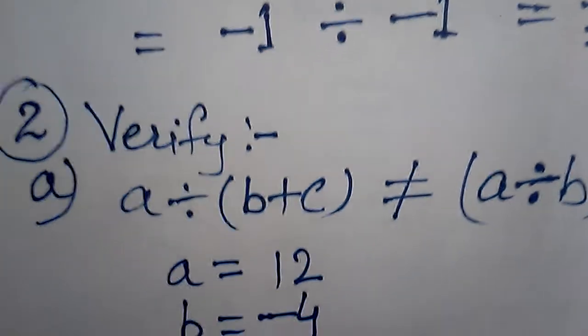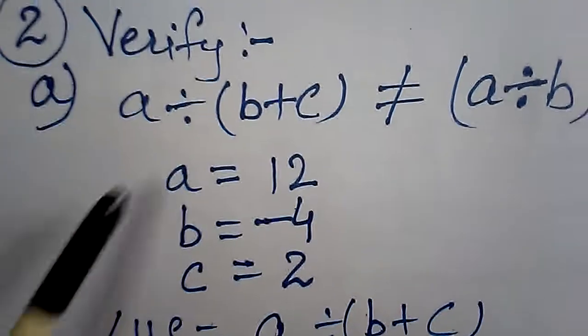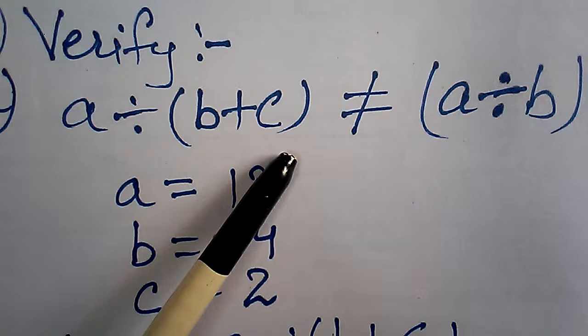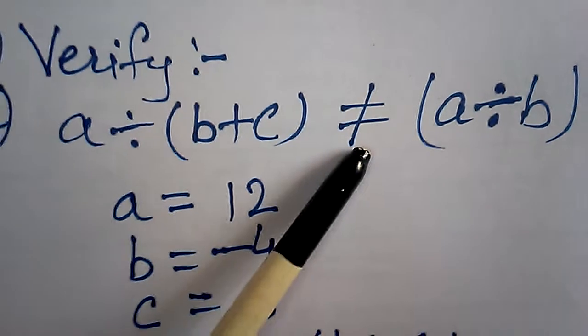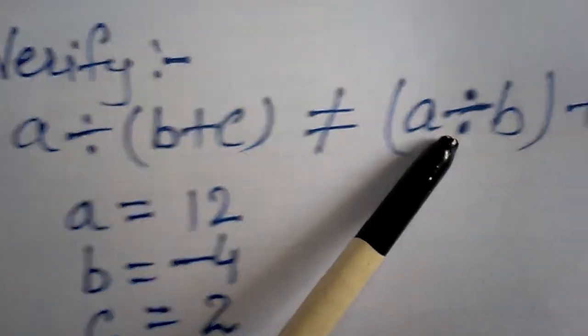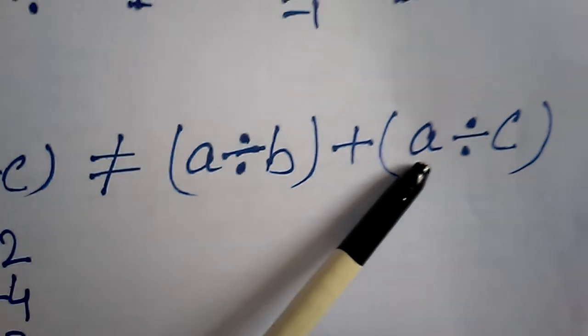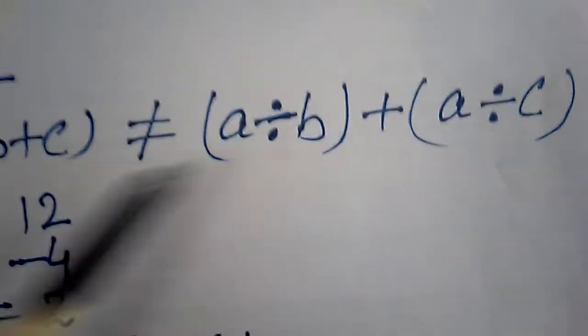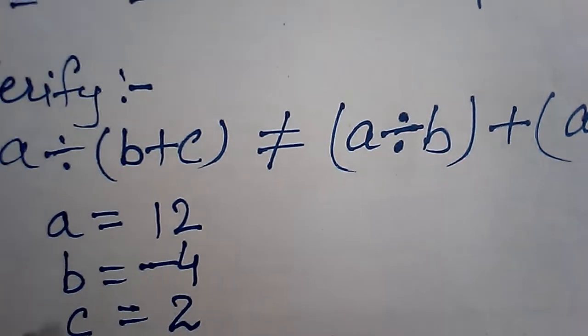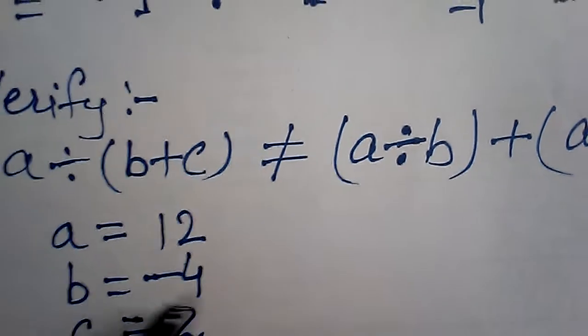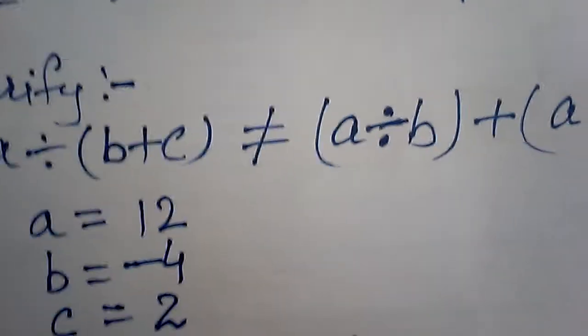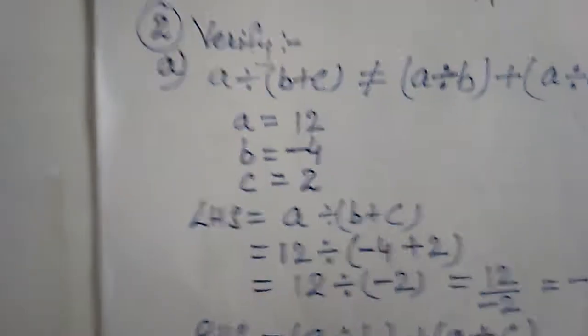Question number 2. Verify. A divided by B plus C is not equal to A divided by B plus A divided by C. Value of A, B and C is given. A is 12, B is minus 4, C is 2. LHS.